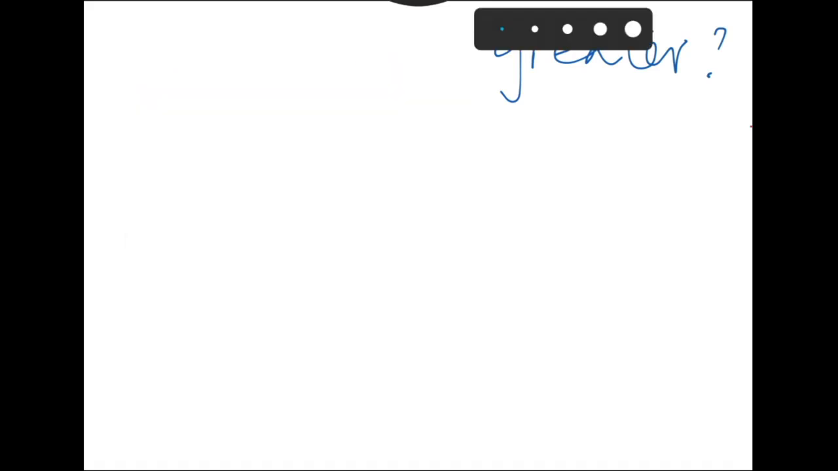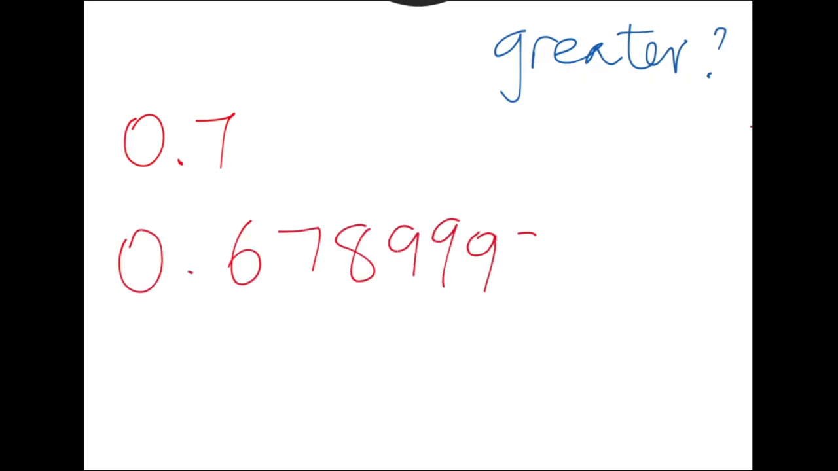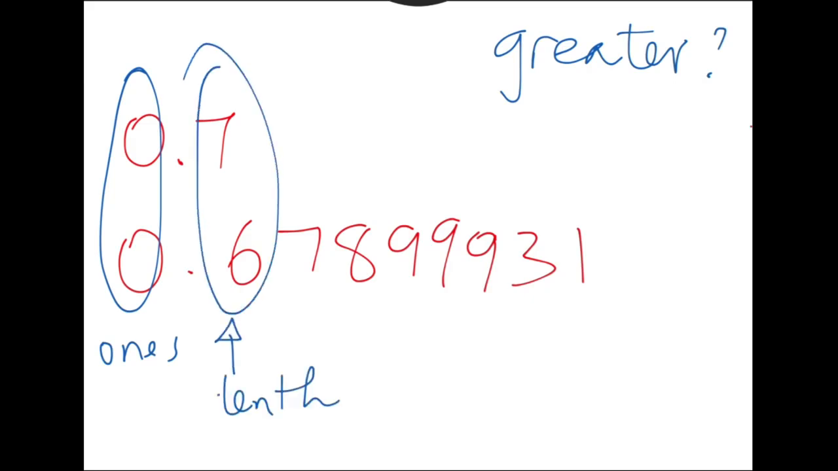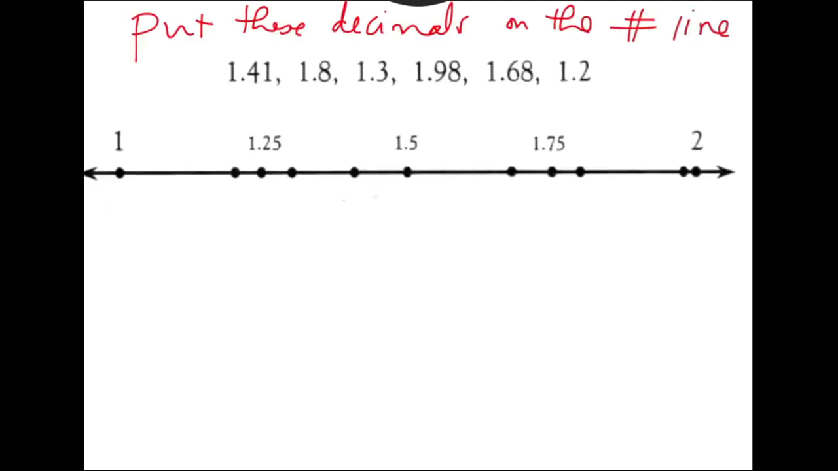Let's try another one. 0.7, 0.6789991. Which one is greater? Again, when you look at the ones place, both of them are the same, but now look at the tenths location. At the tenths, 7 is greater than 6. So all of these other digits don't mean anything now. I know 0.7 is going to be greater. Let's look at some exercises. Put these decimals on the number line.